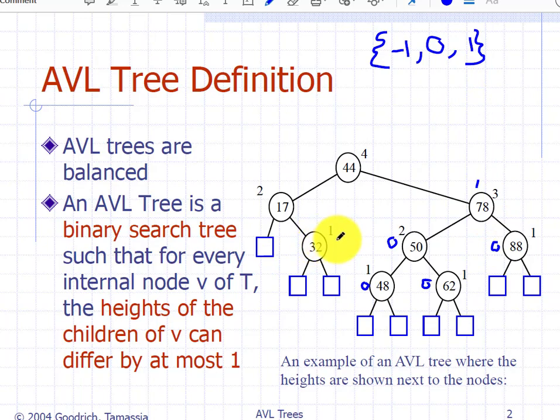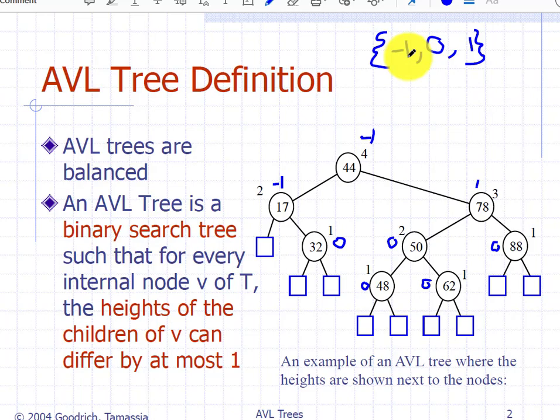The height factor here would be 0. The height factor here would be, if the height is 1 and the height here is 0, 0 minus 1 is -1. So the height factor here is -1. The height factor here, let's see, all we do is say 2 minus 3 is -1. And so all of our height factors are in this range. So we now say the tree is height balanced. The AVL tree is balanced. This binary search tree is balanced.